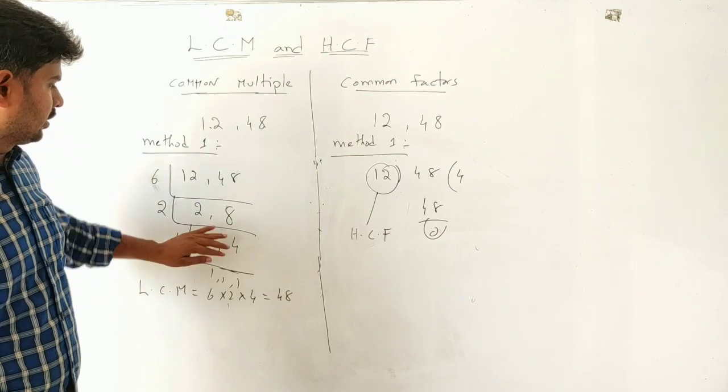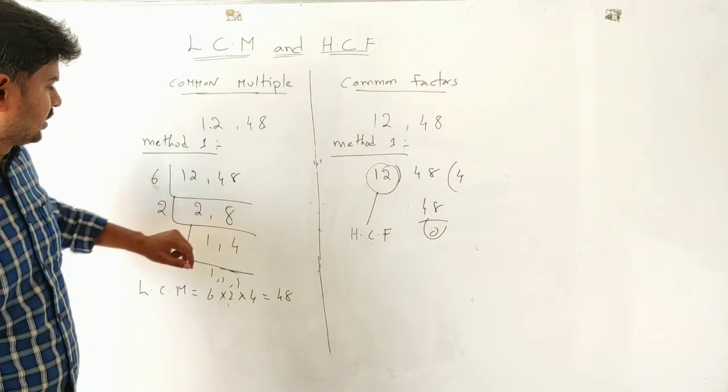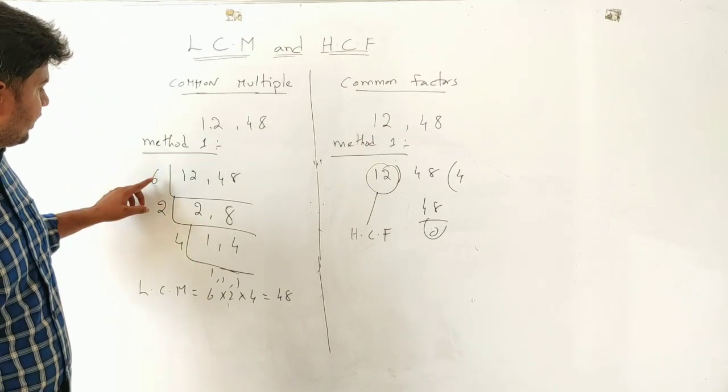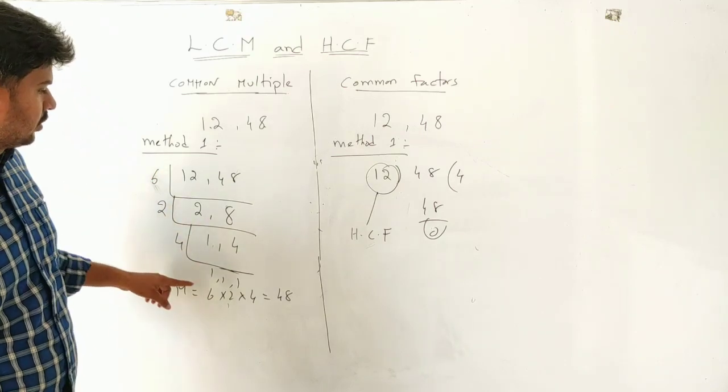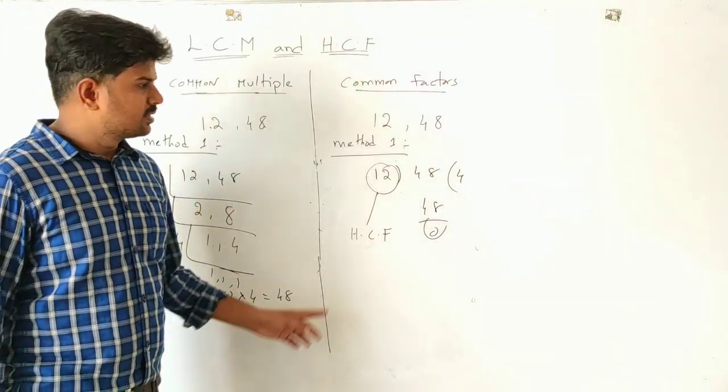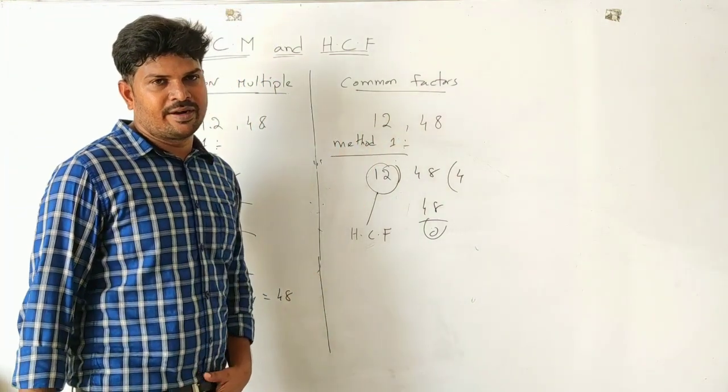Now here 1, you don't need to divide this 1. Divide this 4. 4 1s are 4. So if you try to multiply all these divisors, that is 6 into 2 into 4, you will get 48. This is called LCM for these numbers 12 and 48. Same divisor method can be used for finding HCF.